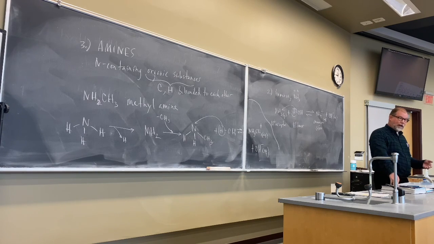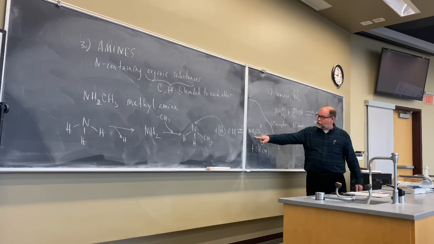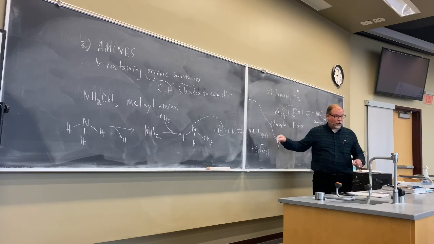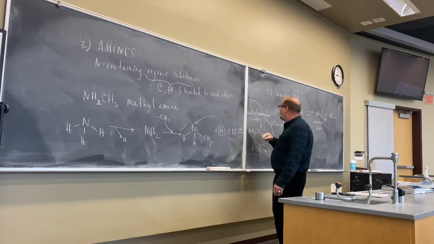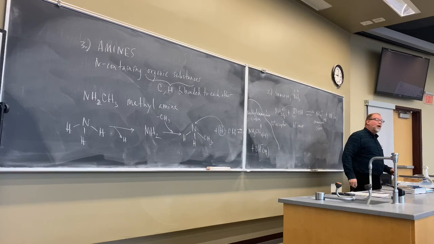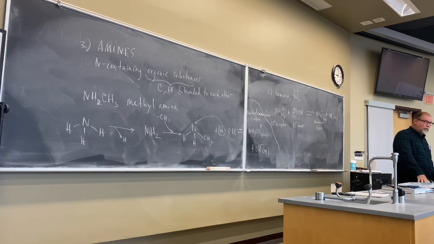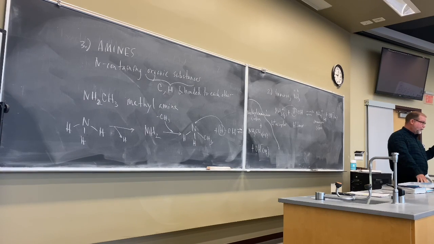The amine is going to act as a Brønsted-Lowry base. It's going to be a proton acceptor. Water is going to be a Brønsted-Lowry acid. It's going to be a proton donor. We end up making this chemical species, NH3CH3, with a positive charge. And we call this the methylammonium. And that's where ammonium cations end up coming from, is from the Brønsted-Lowry acid-base reaction. Everybody okay with all of this? So there are three categories of substances that act as Brønsted-Lowry bases: any anion, ammonia, and amines.